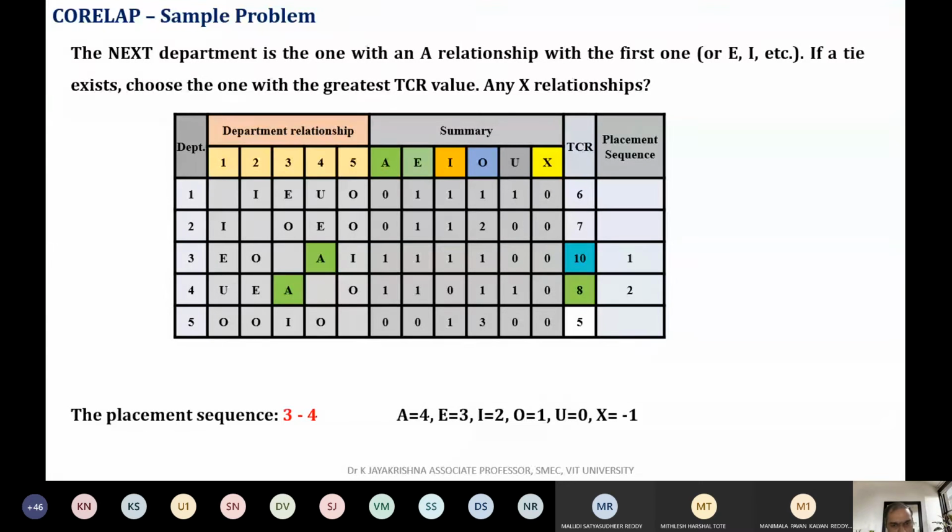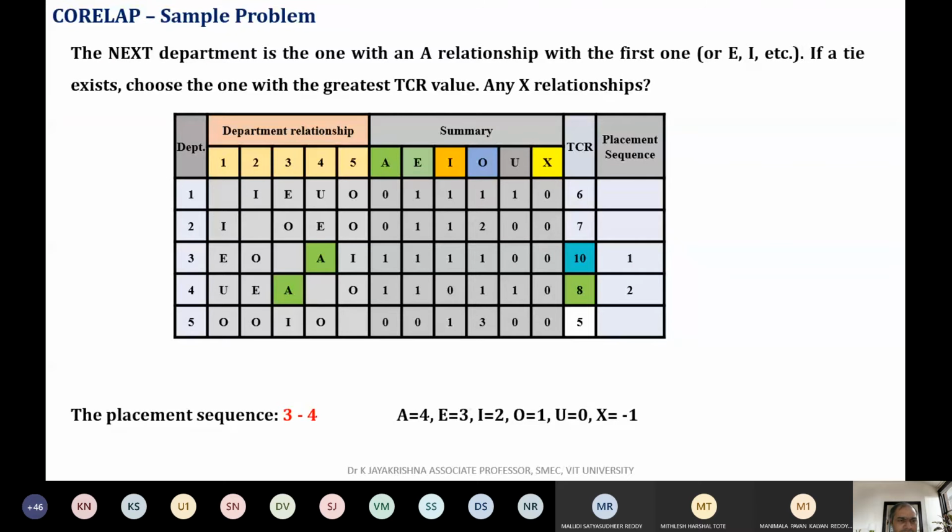Correct? Yes, sir. But in this case, overlap, we have to compare that with the already placed departments, that is 3 and 4 also. So the relationship shared by 1, 2, and 5 with 3 and 4 has to be considered. Okay, am I clear now? Okay, so now what I'm doing, I'm checking the relationship shared by the first department with department number 3 and 4.